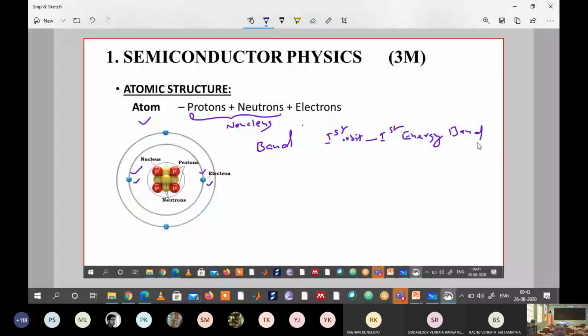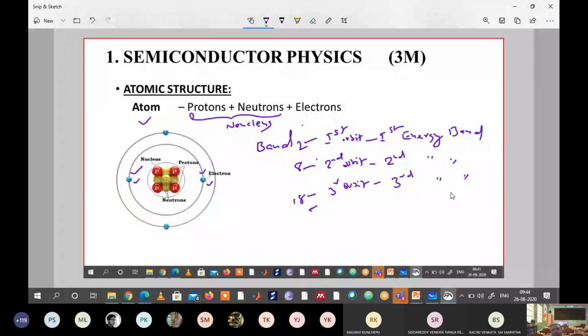Suppose there is a second orbit here. If you merge all the electrons present in the second orbit, what energy band do you get? Second energy band you get. Suppose the third orbit is there. Third orbit, how many electrons? 18 electrons. Second orbit, how many electrons? 8 electrons. First orbit, 2 electrons. If you merge all the energies of 18 electrons revolving around the nucleus in the third orbit, what energy band do you get? Third energy band.